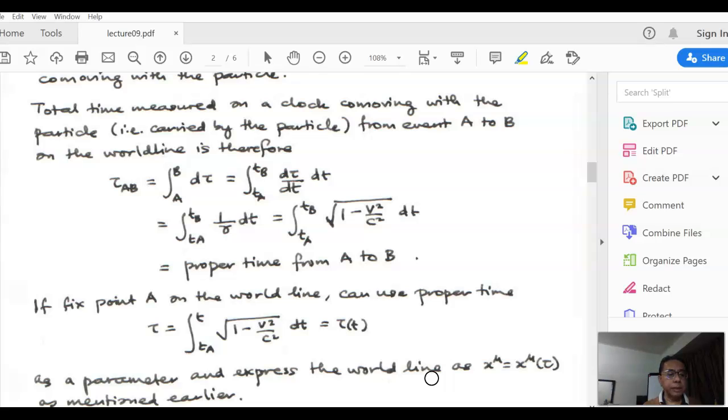So you can make it a function. You fix a particular point A, just like you fix a point on a curve that gives you the origin. So you can fix this point and then let this t be a variable. And essentially what you have is a proper time expressed as a function of the coordinate time.